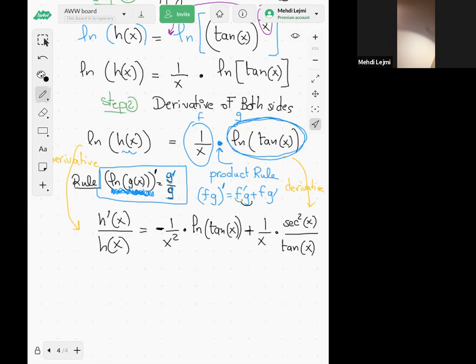Does it make sense to you, Adrian, why it's secant square over tangent? So yes, okay, perfect. It's not just the derivative of tan, it's the derivative of a natural log of tan. Then I have to solve, of course, because the goal is to compute h prime of x. So I have to solve now for h prime.